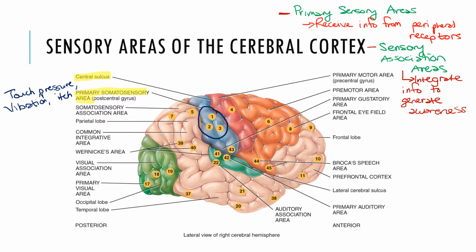And pretty much a map of the entire body is present on the primary somatosensory area. So what that means is that each point within this area is going to receive impulses from a specific part of the body. For example, this part receives from the hands, this part receives from the arms, this part receives from the shoulder, just an example. But essentially, there's going to be a whole map in this area that gets very specific information from specific parts of the body.